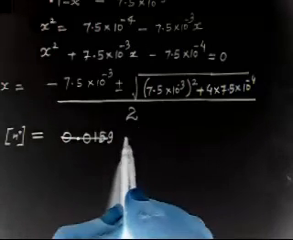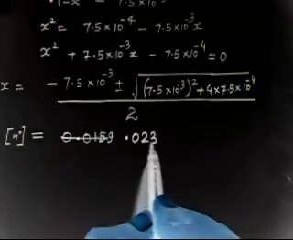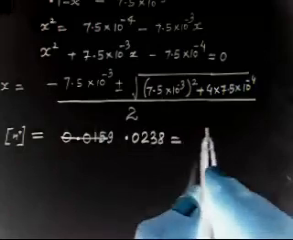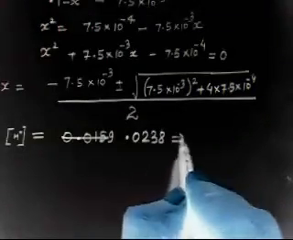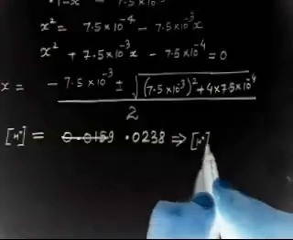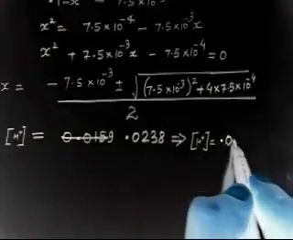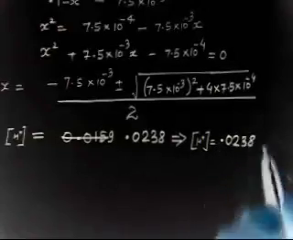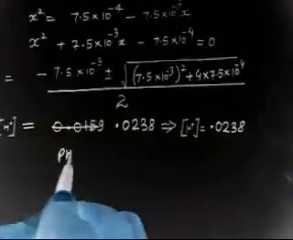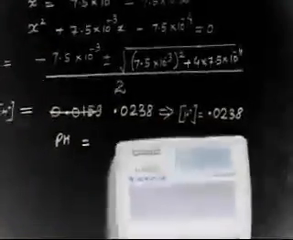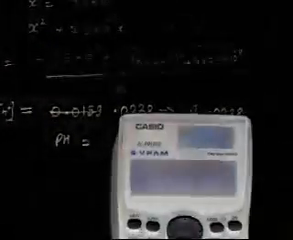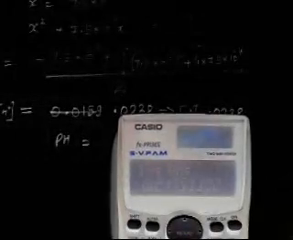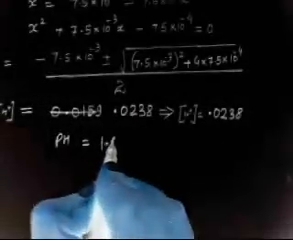So this is 0.0238. So H plus is around 0.0238. Now I can take the pH, so I have to take the log of this. If I take the log of the answer, this is 1.62. So pH will be 1.62.